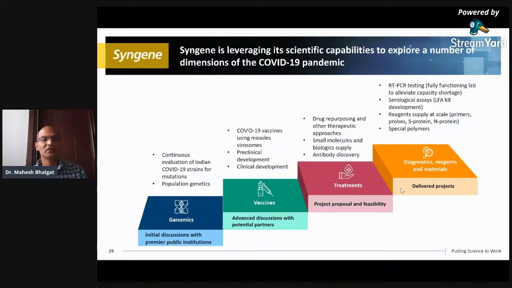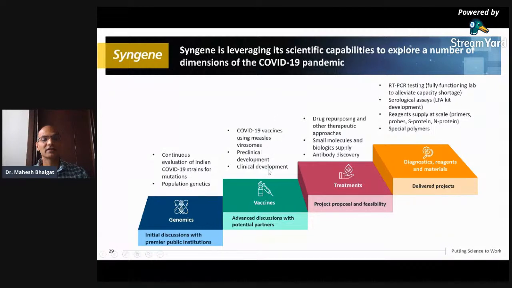I'll close then with giving a little bit more insight on all of the work that Syngene is doing. The last bit that I just talked about, we are working in collaboration with public institutions to understand population genetics around this. There's a lot of things going on with regards to looking for mutation. Viruses, by definition, are prone to mutations, and therefore understanding those mutations to make sure all of our tests, the probes, primers, are against the sequences that are still valid. And so that's work that we are doing.